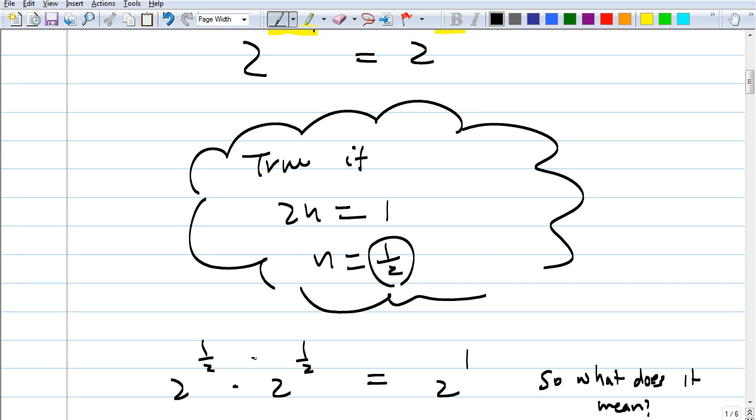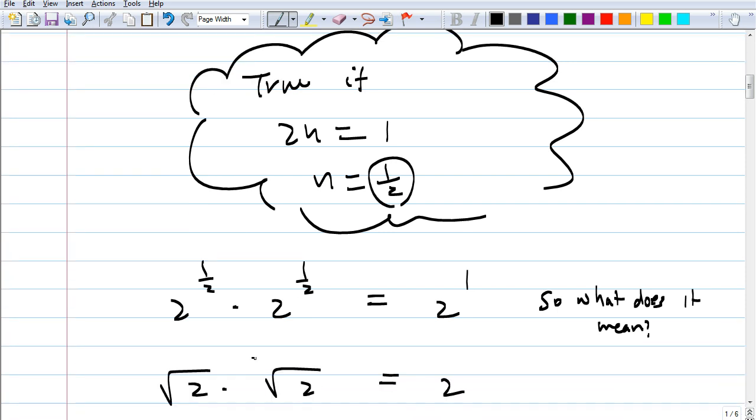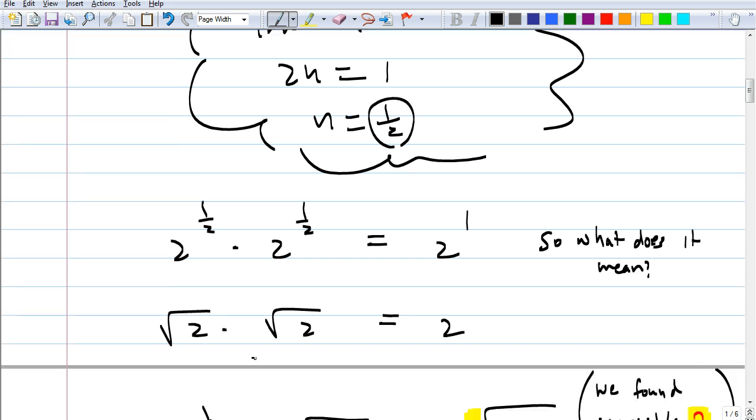Some of you got it. You want a hint? When you multiply two numbers that are the same, is there a way to get 2? Same number times same number gives you 2. Is there such a number? Square root of 2. Isn't square root of 2 times square root of 2, doesn't that give you 2? So, if 2 to the half power times 2 to the half power equals 2 to the first, and if square root of 2 times square root of 2 equals 2, guess what 2 to the half power represents? Square root of 2 is exactly right.